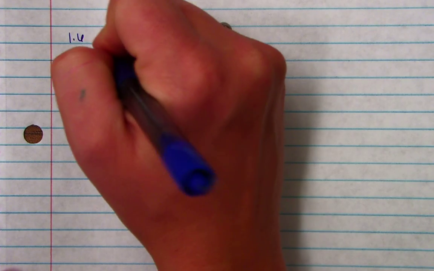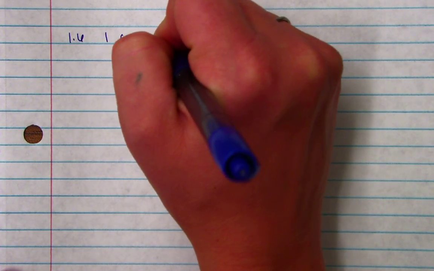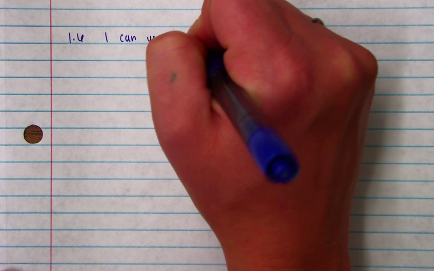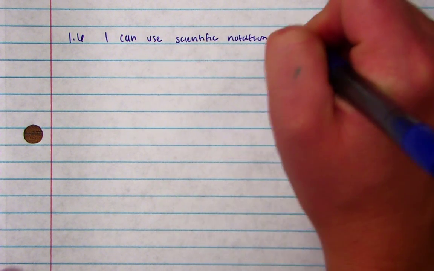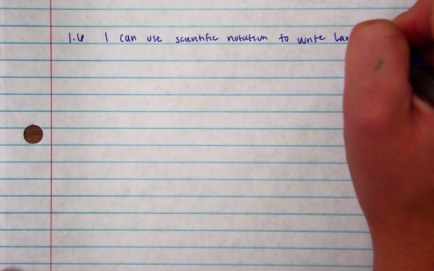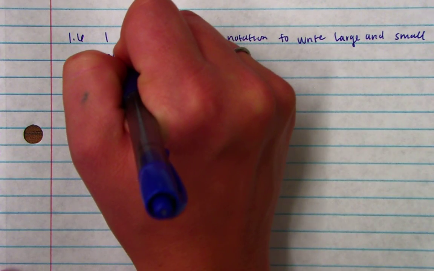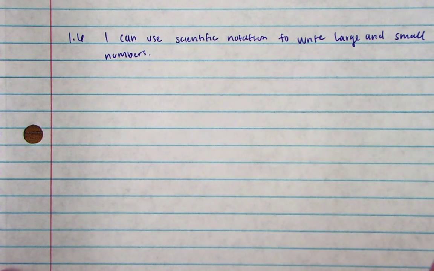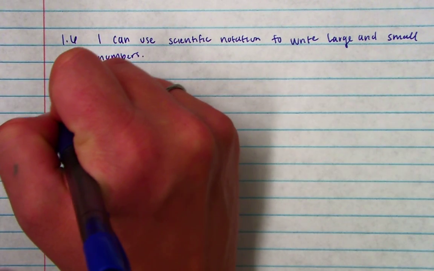Okay, today's lesson is on using scientific notation. So 1.6 at the top, and it's going to say, I can use scientific notation to write large and small numbers. I'm sure most of you have seen scientific notation before. Let's write down a definition of it first.